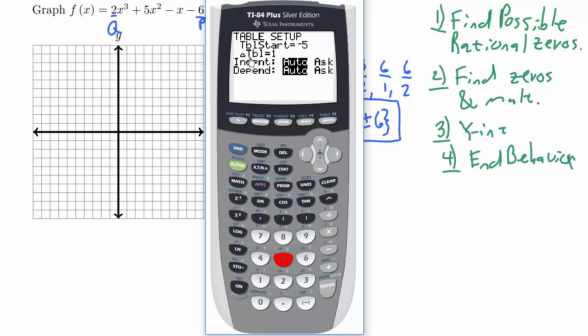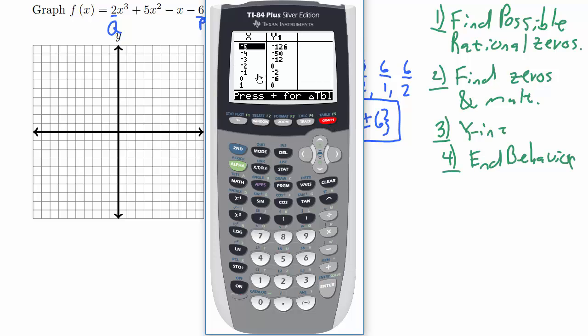And then the delta table, that means just the change in the x value. Make sure that's 1. And you can make it, you know, a half if you want or something like that, but 1's probably the easiest. So if you press second table again, notice that it originally showed me -2 to begin with, so now it's showing me -5. Good. So if I look at the y values, this right here is a 0, so that means that the x value that corresponds with it, that -2, is a 0.